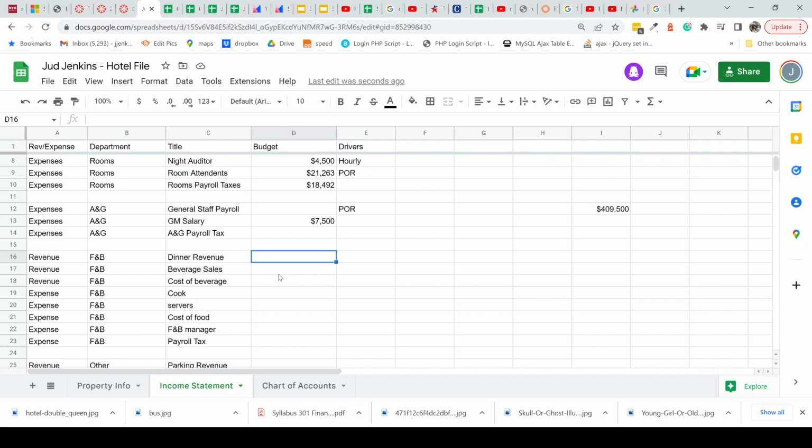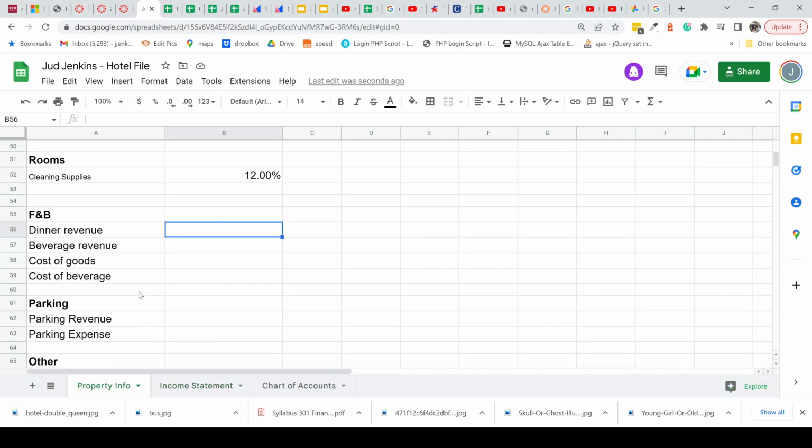So dinner revenue is going to be this number over here. And what we're going to do is say the average plate at our restaurant, which is kind of an upscale restaurant, is $35. Now this does not include wine or cocktails. This is just how much it costs for food and if they want pop or soda. So that does go under dinner. So $35 is my average cost for food.